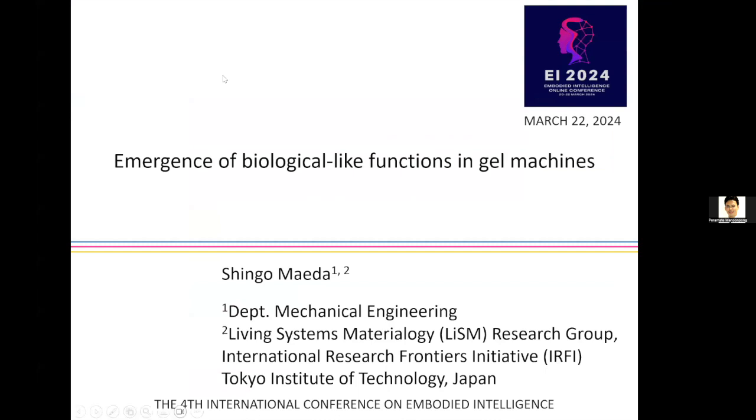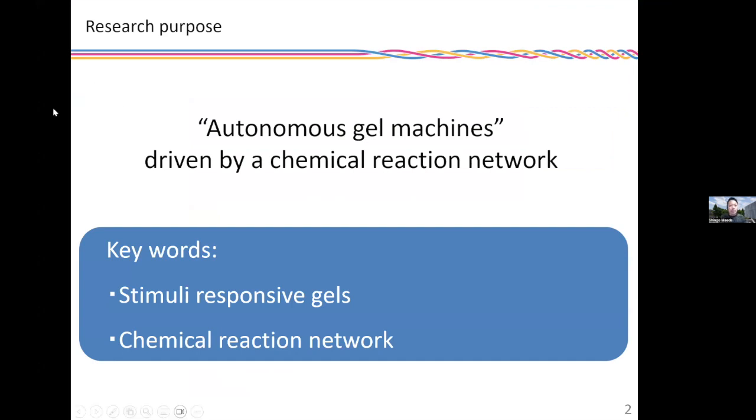So today, I will talk about the emergence of biological-like functions in gel machines. I'm working at Tokyo Tech, basically in mechanical engineering. So this is my research purpose. I'm interested in how we make autonomous gel machines driven just by chemical reaction networks. And the keywords are stimuli-responsive gels and chemical reaction networks.